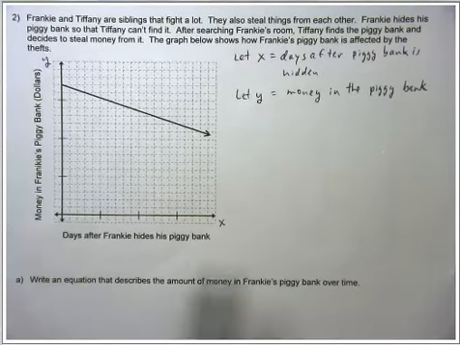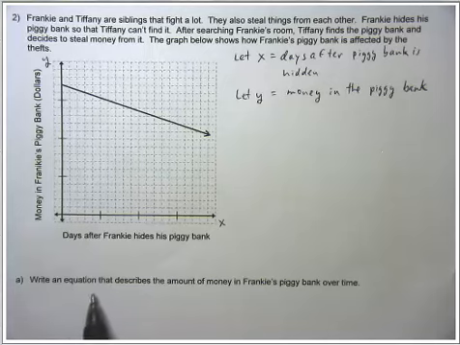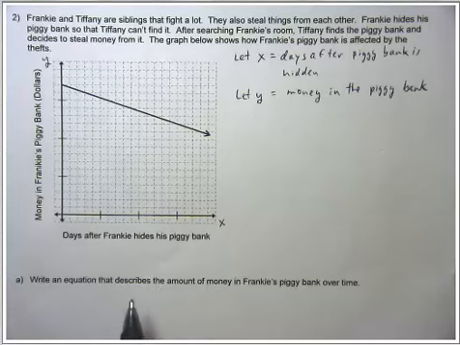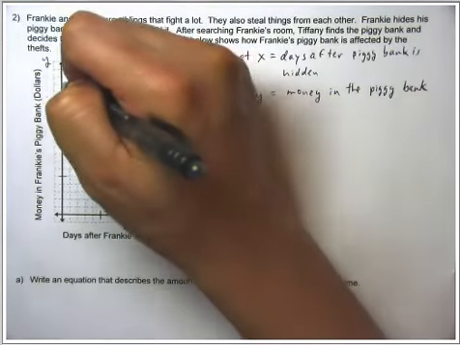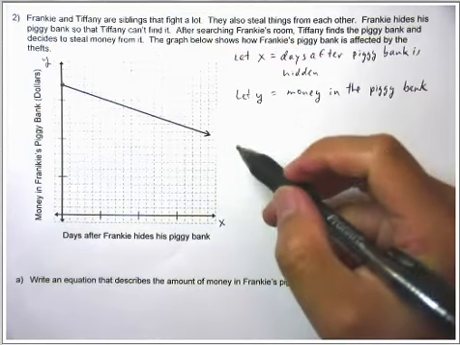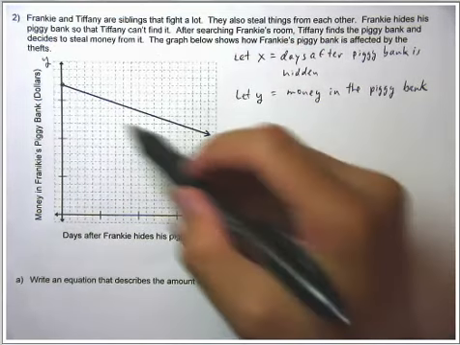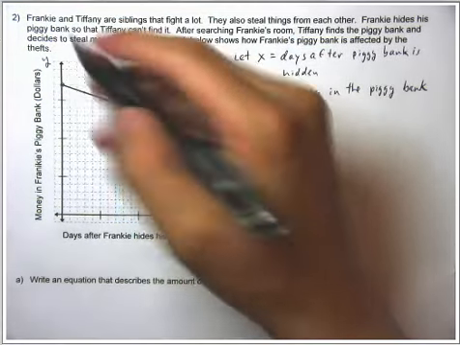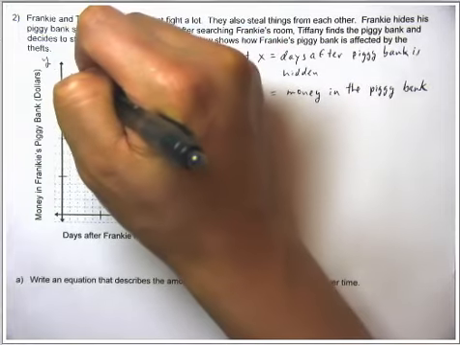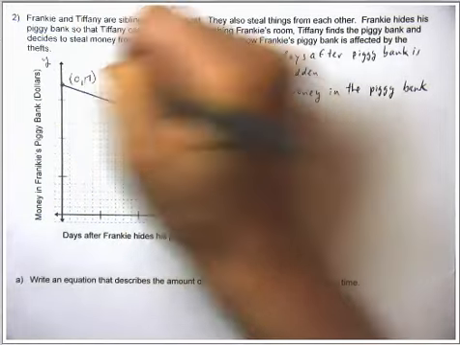If you look at question A, what we want to do eventually is write an equation that describes the amount of money in Frankie's piggy bank over time. So we want to write an equation for this linear relationship. Well, the first thing I see is the initial value. Right here at the very beginning, right when it was hidden, there was 5, 10, 15, 16, $17 here. This is the point here, (0, 17).